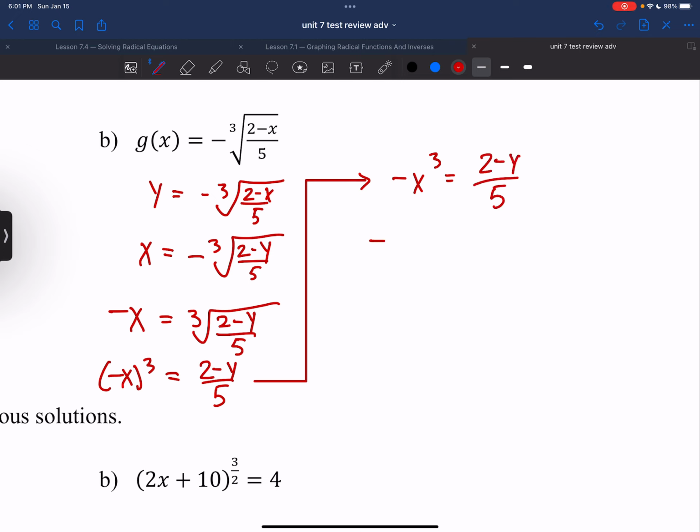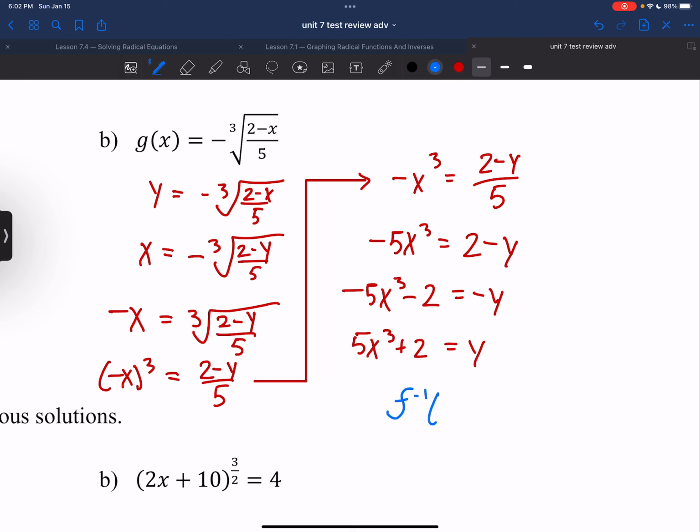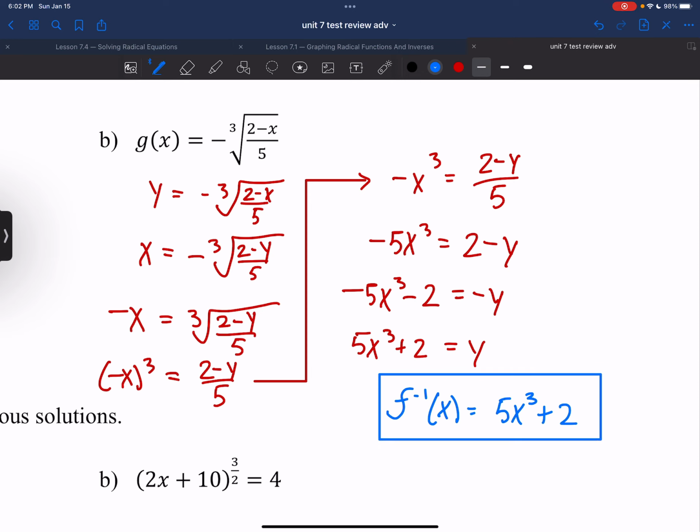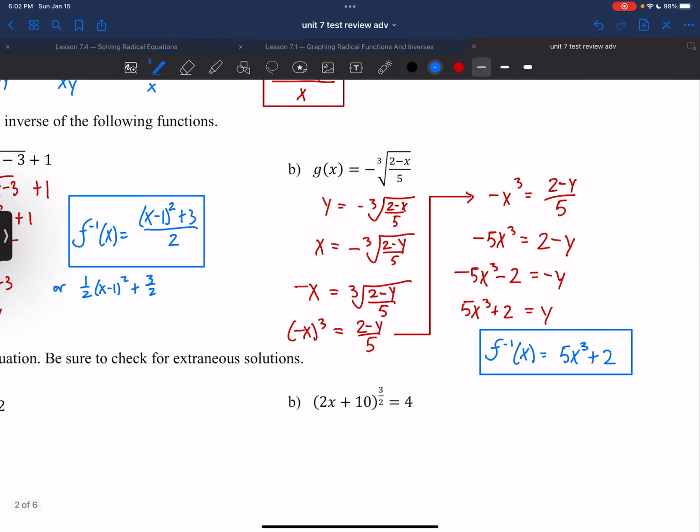Now we'll multiply both sides by 5. 2 minus y. We'll subtract the 2, so it'll be negative 5x cubed minus 2 equals negative y. Divide by a negative, so it becomes 5x cubed plus 2 equals y. Therefore, f inverse of x equals 5x cubed plus 2. That's a really nice inverse. There's a double negative in there.